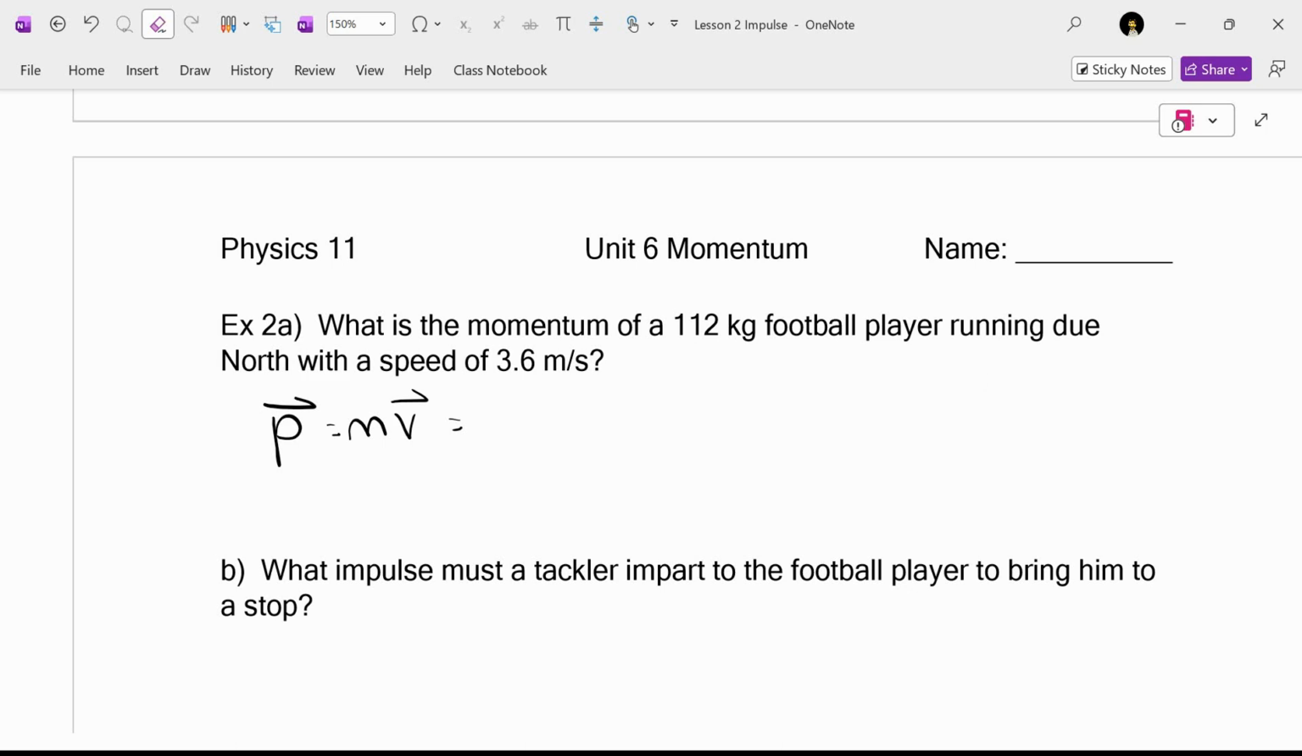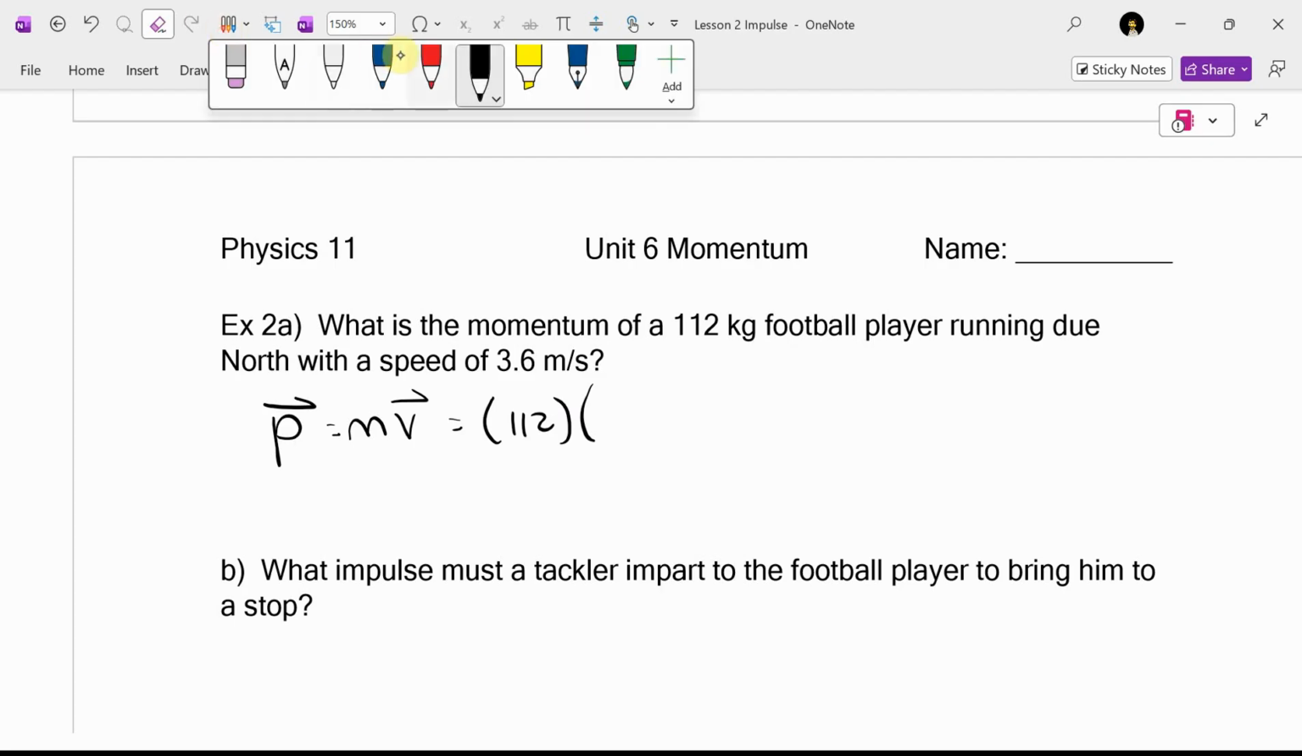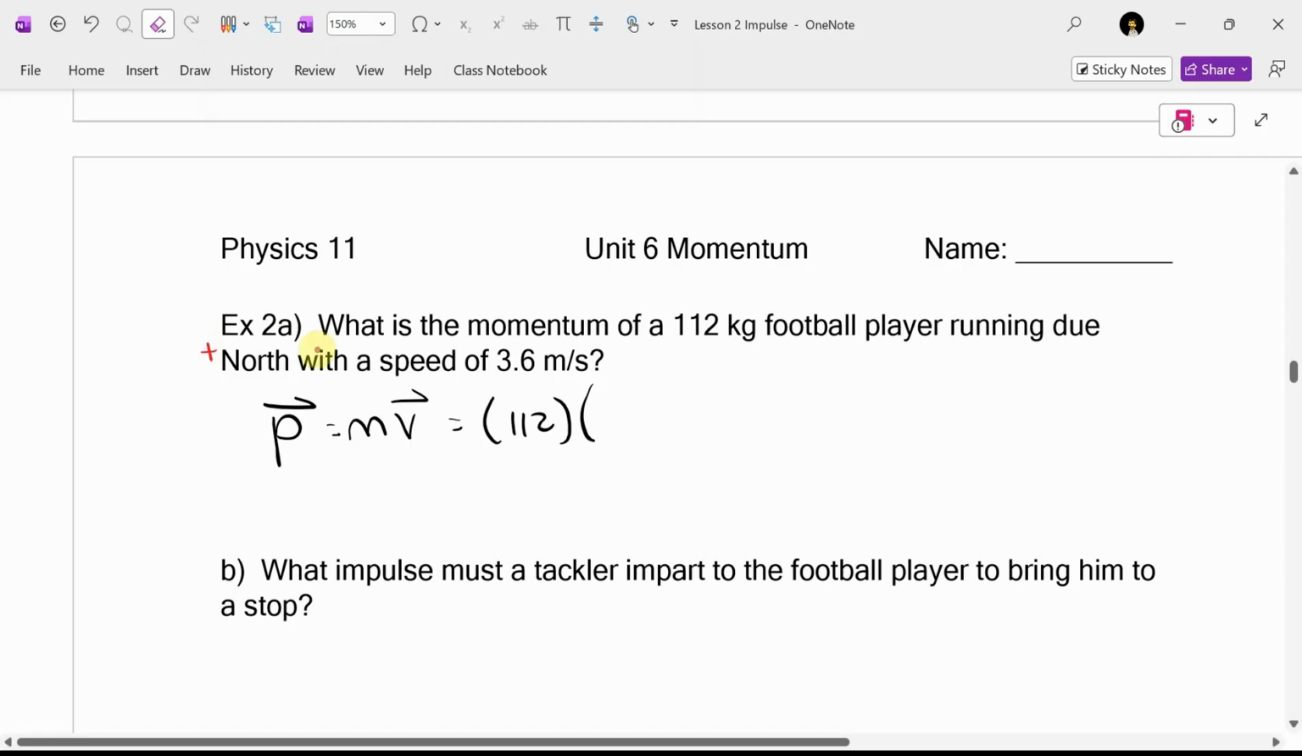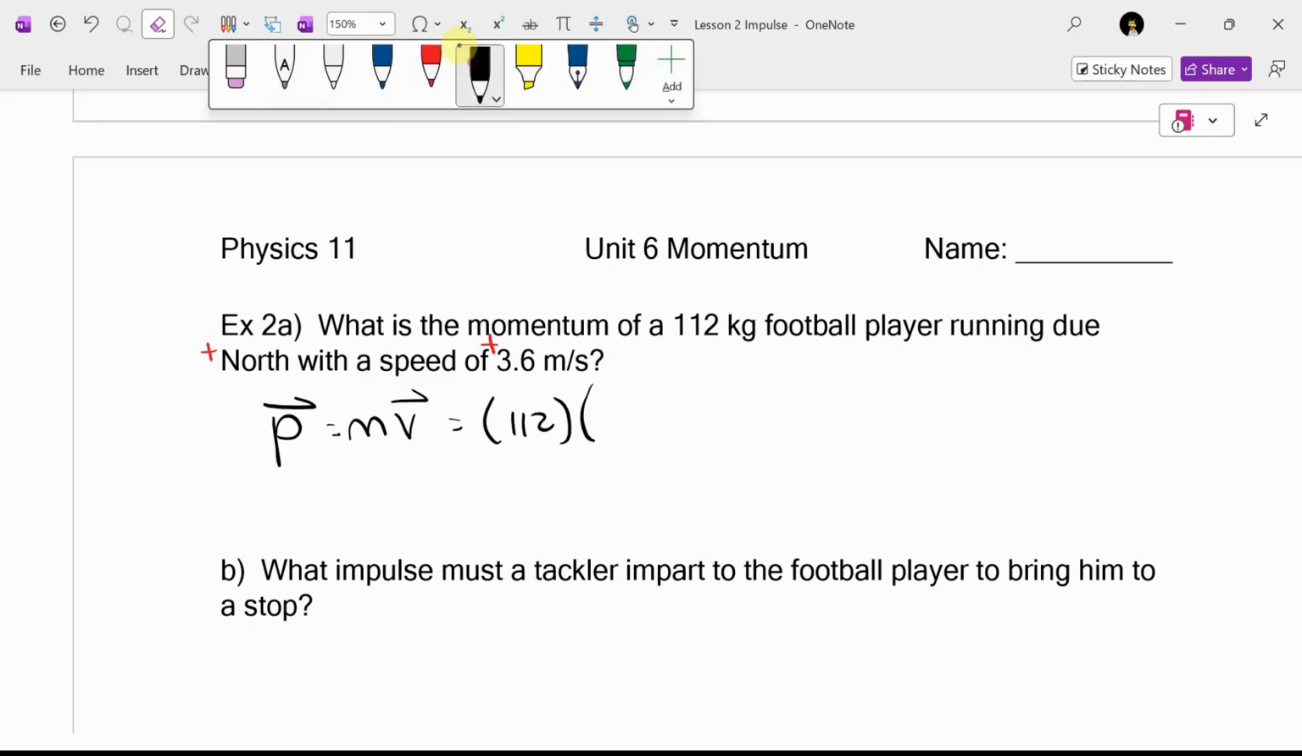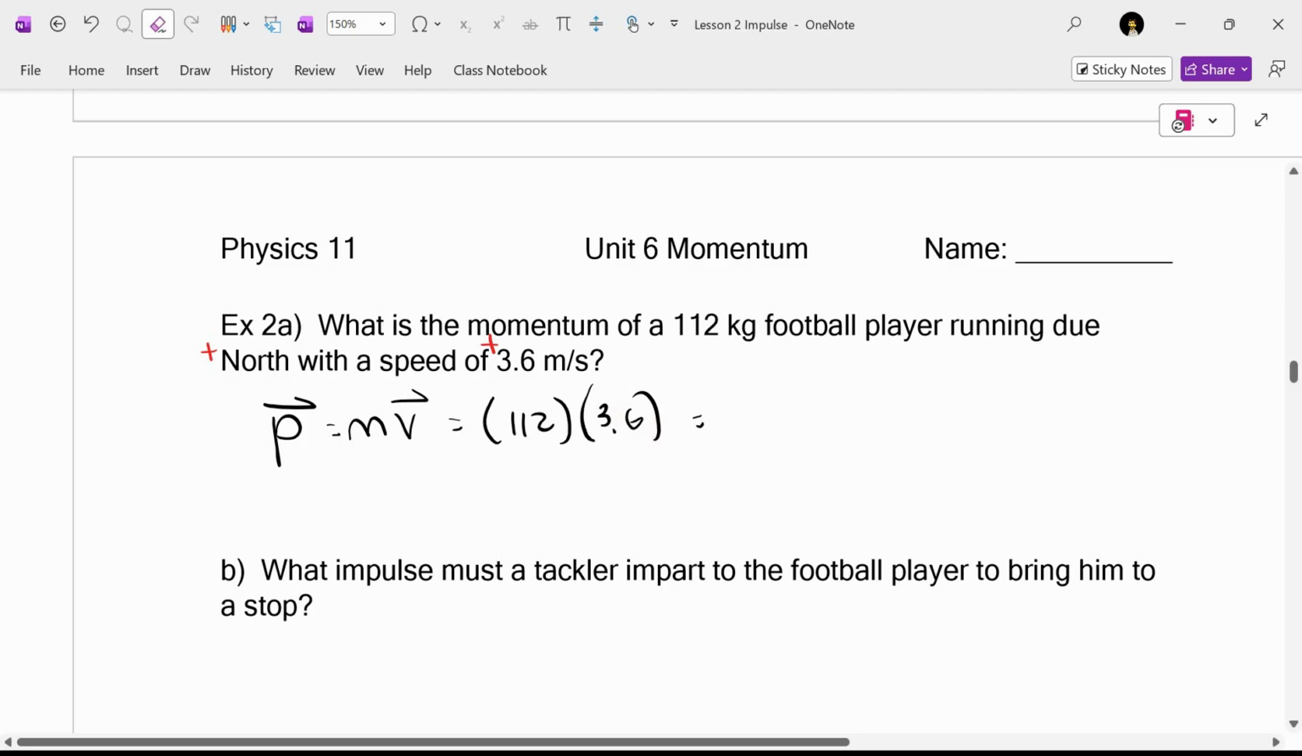What's the mass? What's the velocity? And you've also, by saying that, you've just decided to put a plus sign in front of the word north and a plus sign in front of the 3.6. You've decided north is positive. Okay, that's fine. Everybody go to your calculator. What do you get? How much momentum does this football player have?